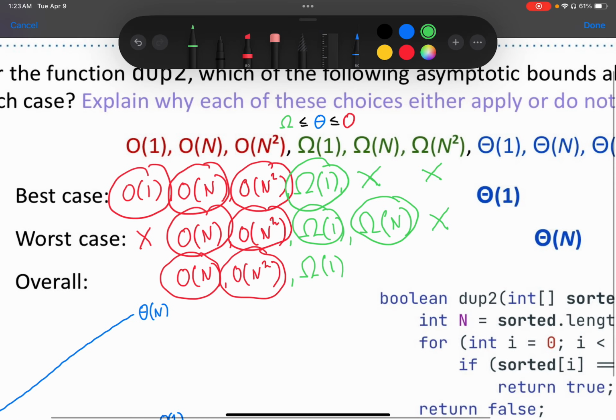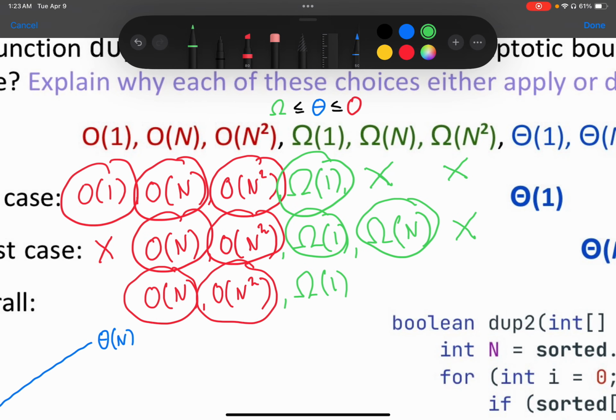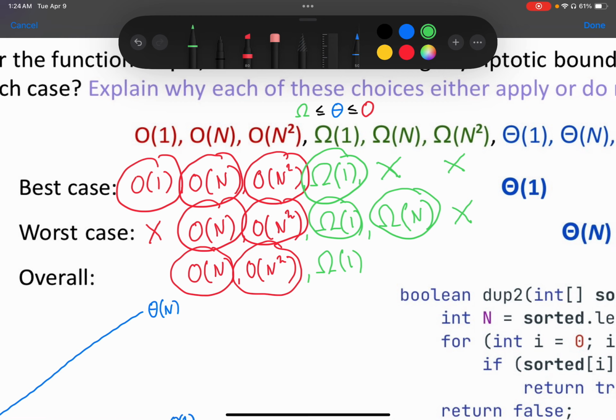And then when we go back to look at big omega of 1, we see that's true for best case and worst case. Thus, that would apply overall as well.